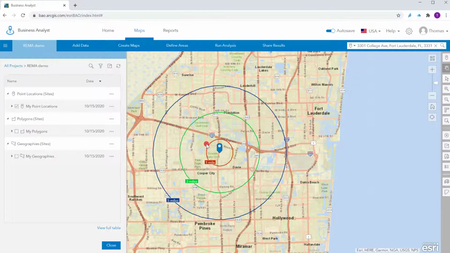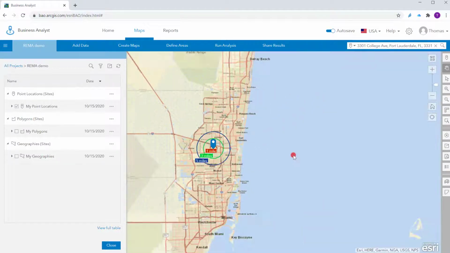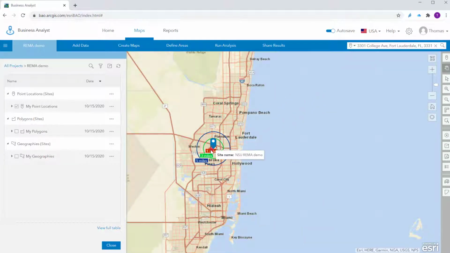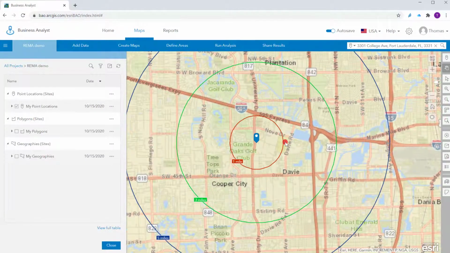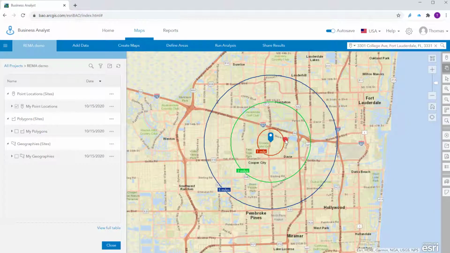This is nice for a large overview and say, okay, this is our site. Instead of 1, 3, and 5 miles, we could do 10, 20, and 30 miles. That would be acceptable to get an idea of a larger geography. But in this case, what does it mean that I live 3 miles away from campus or 5 miles away from campus? So we can change this.